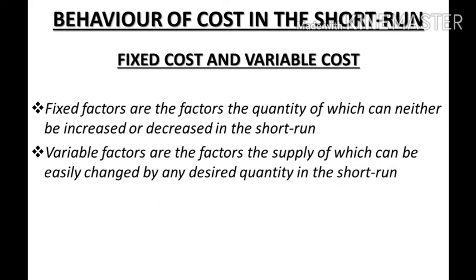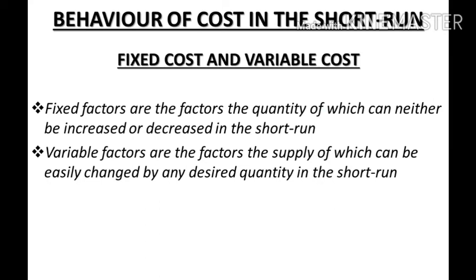Accordingly we classify them as fixed factors and variable factors. The examples of fixed factors we already know, such as capital equipments, factory building, management, etc. These are all fixed factors. They are the factors the quantity of which can neither be increased nor decreased in the short run. So we can also say that fixed inputs or factors do not depend upon the level of output. What do you mean by that? They do not depend on the level of output. That is, whether you are increasing the output or decreasing the output, the amount of fixed factors cannot be changed.